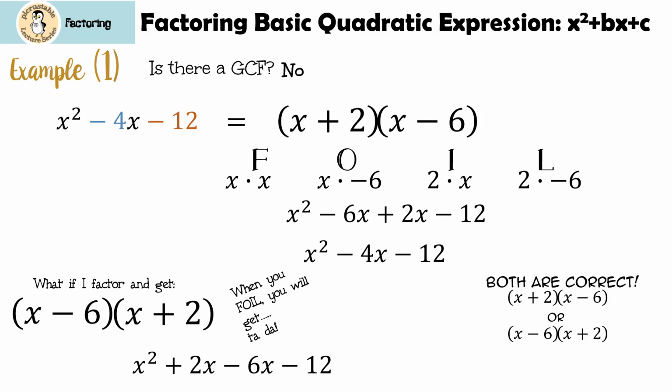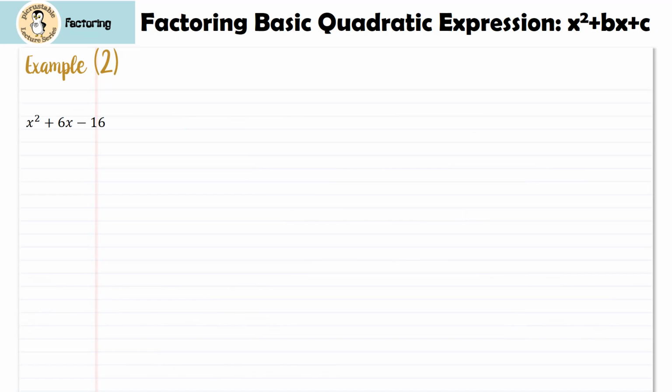Let's try another example. The first thing we have to ask, is there a greatest common factor? And in this case, no greatest common factor. Next, we have to figure out what we need to multiply and add to factor. I like to write x squared plus bx plus c underneath my expression. Once you get good at this, you don't have to do it anymore. But I can definitely see I'm going to multiply to negative 16. That's my c. And I'm going to add to 6. Now, let's start guessing.